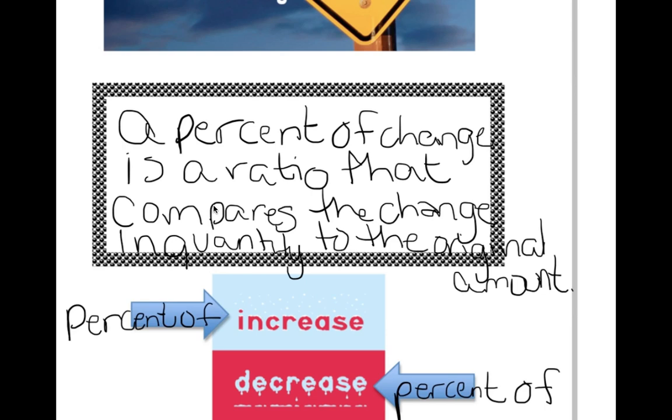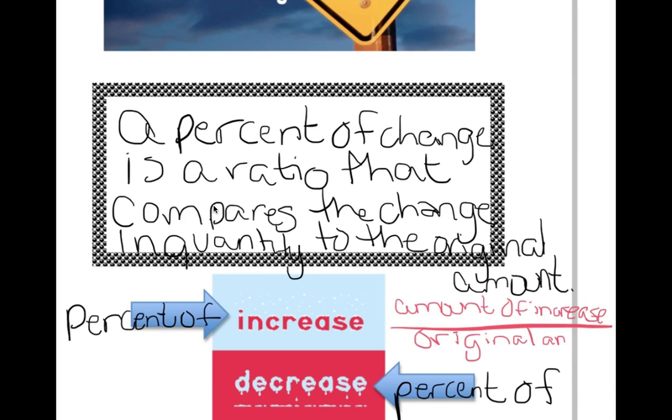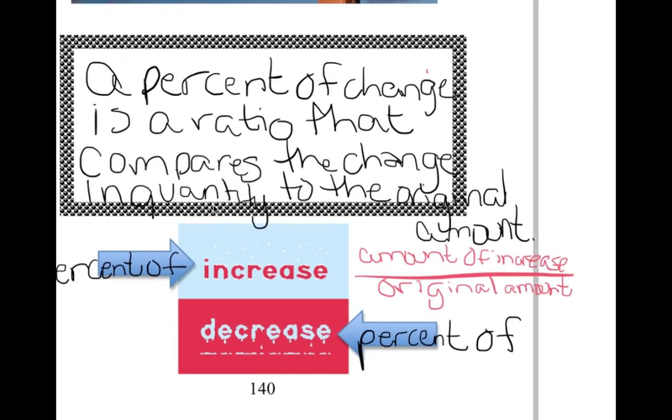When we talk about a percent of increase, we're talking about the amount of increase over the original amount. For example, if you wanted to buy a car and it was a good price, and then all of a sudden the price went up, that would be a percent of increase. We would want to know how much the car went up and put it over the original amount, which gives us the percent of increase.